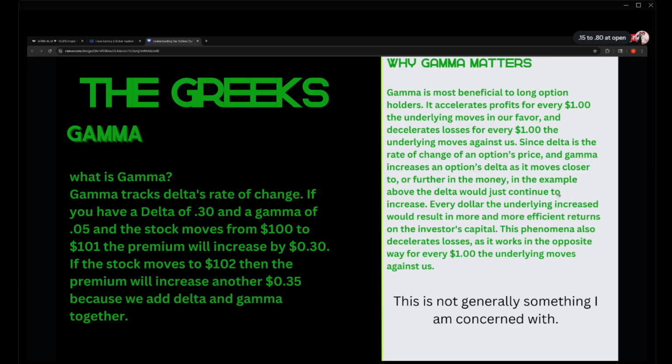15 to 80 cents at open. Yeah, the price, and if it did gap up overnight, you would see some. And I'm not saying, I mean, there's probably stocks out there right now with high gamma, but again, that takes research.